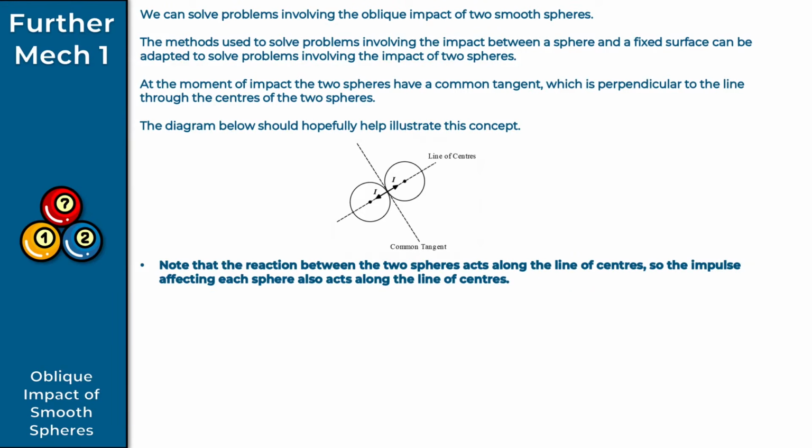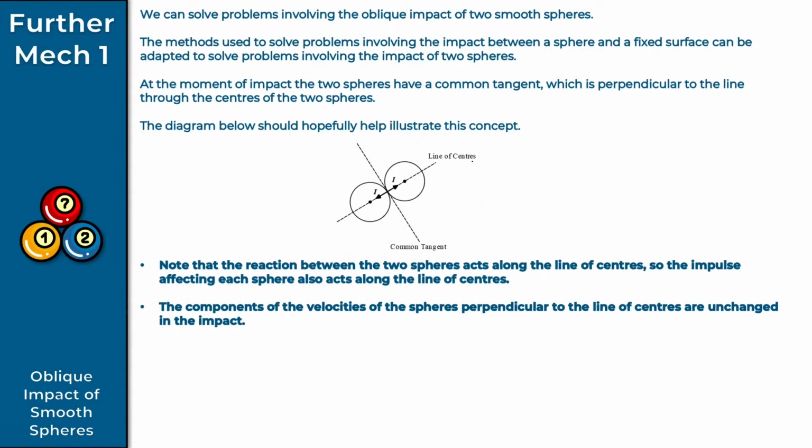For the first point, just note that the reaction between the two spheres acts along the line of centers, so this dashed line through the center of each sphere. In that case, the impulse affecting each sphere also acts along the line of centers, again this dashed line. For the second point, the components of the velocities of the spheres perpendicular to the line of centers are unchanged in the impact.